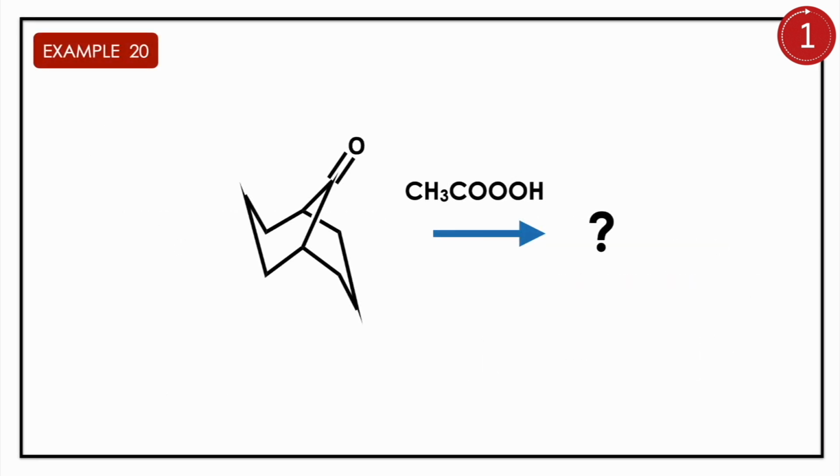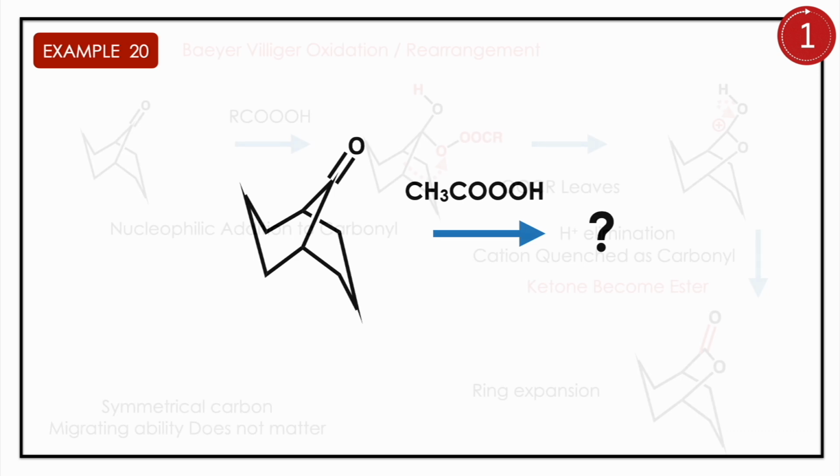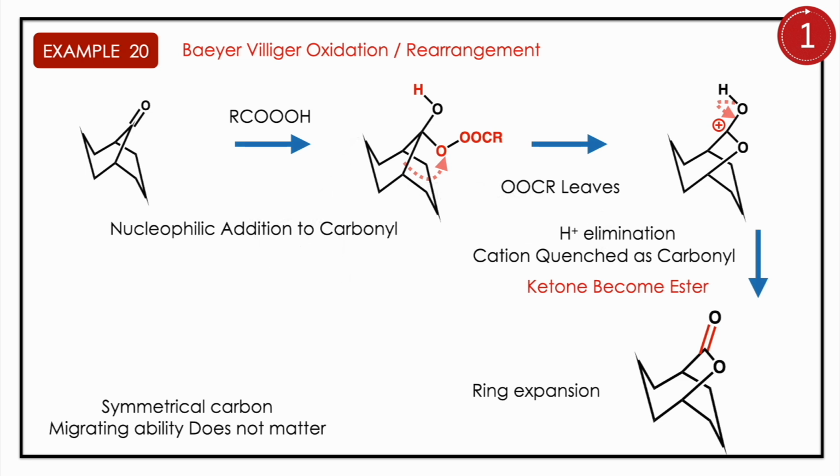Then the next example, here you have a ketone which is in the bridged carbon. The system is a bicyclic system. One side with 3 carbons, another side also 3 carbons, with one bridged carbon. The bridge contains the carbonyl. You are using the peracid. You should find what will be the final product. The starting material contains a ketone in the bicyclic system. You are using the peracid.